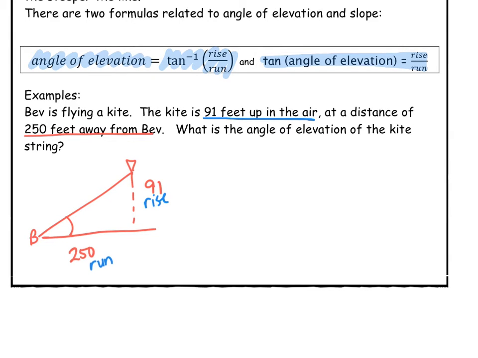So my angle of elevation, we're going to use theta for that because that's what we use to represent angle, is the tan inverse of my rise of 91 over my run of 250. So you punch that into your calculator and you should get 20 degrees. Remember that you have to use these brackets around here. You need to bracket that fraction, okay? So make sure that your calculator can give you that answer, and when you can, move on to the next question.